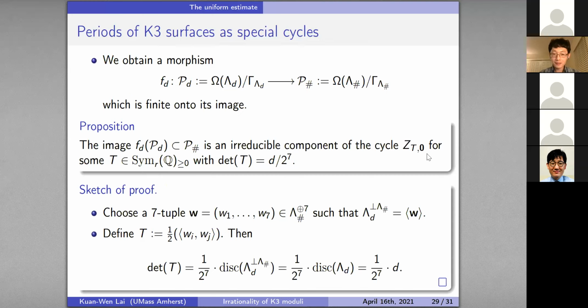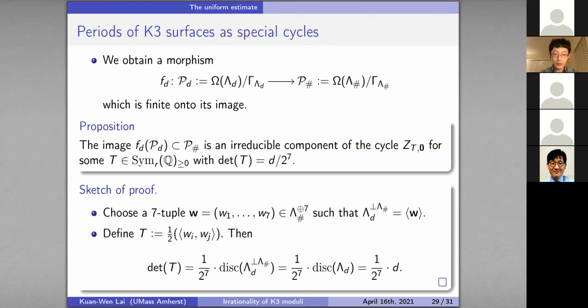And then we can define T as the moment matrix of this chosen 7-tuple W. And then you can compute the determinant of T in this way. So it's the discriminant of this orthogonal complement, and it will be the same as the discriminant group of lambda d up to a sign, and the sign is determined by the ambient lattice, and then this discriminant will be d.